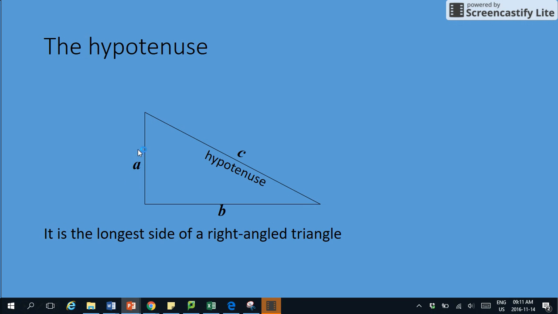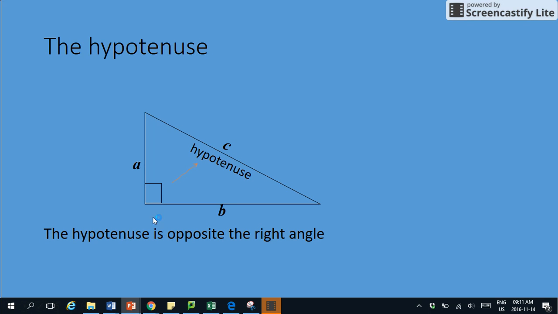As you can see here, you've got A, B, and C. Your hypotenuse will always be what C is. Okay, so hypotenuse is the important thing. What is it? It's the longest side of the right-angled triangle. Write that down. It's very important information. And you'll see it's always connected to C.